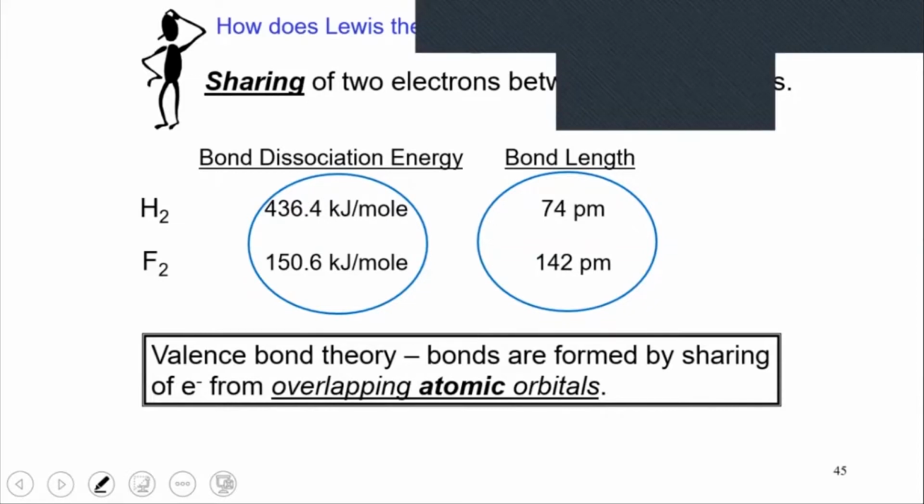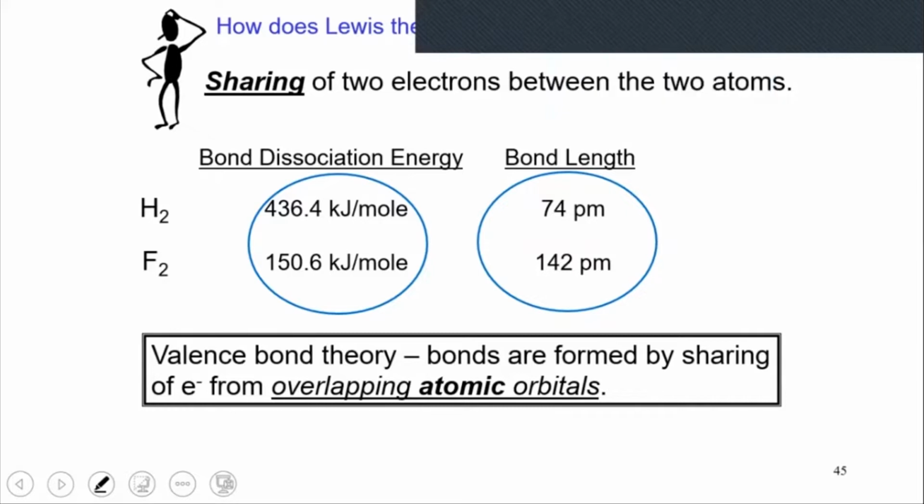In this case, what we would propose is that for hydrogen, whose electron is in a 1s orbital, the overlap would be between two 1s orbitals. In fluorine, where there's a lone electron in a 2p orbital on each atom, those 2p orbitals would overlap to form the valence covalent bond. And that is the principle of this theory.